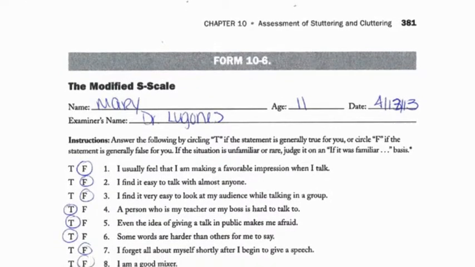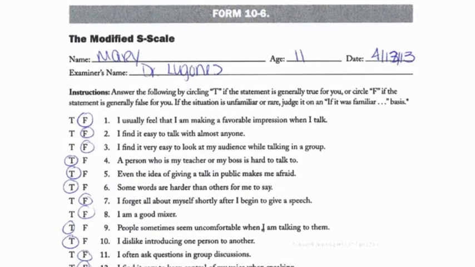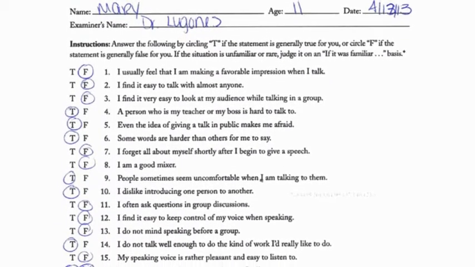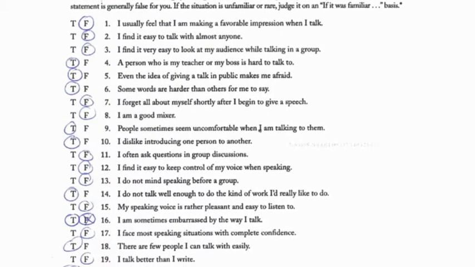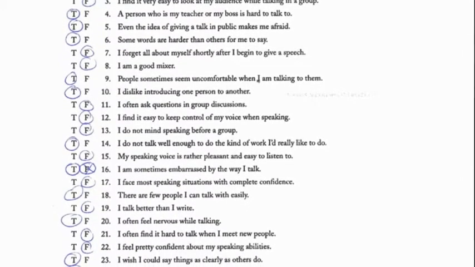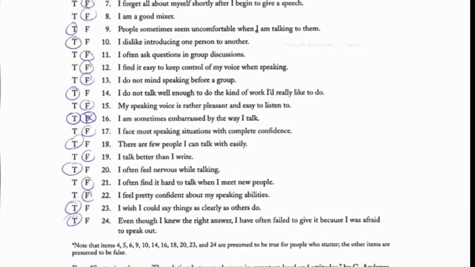Form 10-6. The Modified S Scale is a 24-item form that assesses a stutterer's feelings and attitudes. The client answers true or false statements regarding attitudes they have about various speaking situations. This should be used in the beginning of an assessment so the clinician can make appropriate decisions about the client's care. I'm going to read the following statements, and I want you to tell me whether it's true or false to the best of your ability.